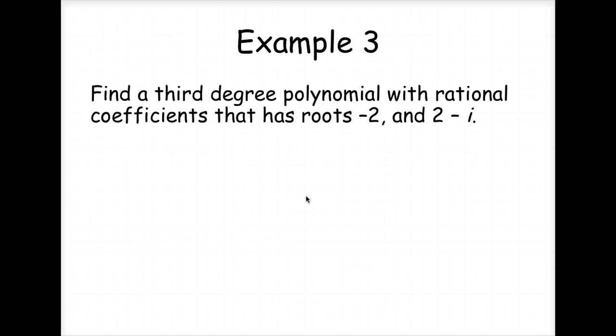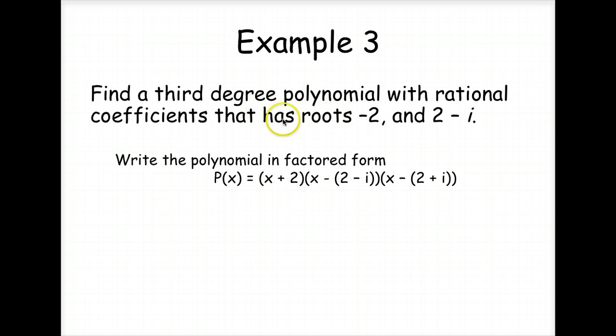Now we're asked to find a third-degree polynomial with rational coefficients that has roots -2 and 2 minus i. So we're given the roots and we're going to have to work our way backwards in order to determine what the original polynomial is. We've done this before. We've got x plus 2, x minus 2 minus i, and x minus 2 plus i, because we've got third degree, so we need 3 different roots. We've got minus i, so our conjugate tells us we have to have 2 plus i.